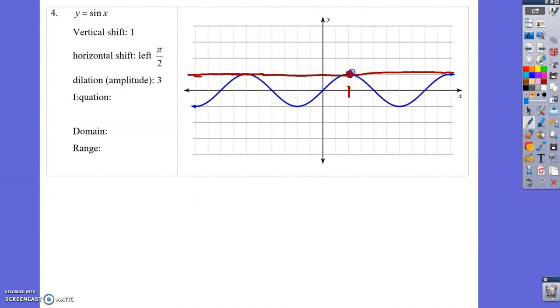It's got an amplitude, so it's right here. And then half a unit over, it's going to go up 3, then down, down, up, down, down, up, mid, down, up. And so this is our graph. It looks like a flipped over cosine graph.